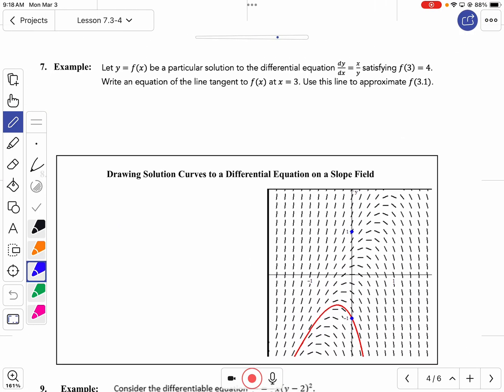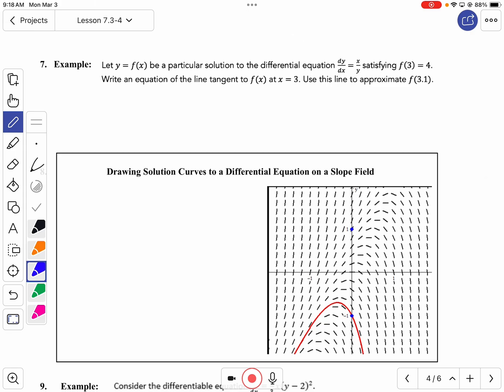Again, a differential equation. It says let y equals f of x be a particular solution to the differential equation dy/dx = x/y satisfying f of 3 equals 4. Then it says to write an equation of the line tangent to f of x at x equals 3 and then use that line to approximate f at 3.1. If we're going to write the equation of a tangent line, what are those things that we need?